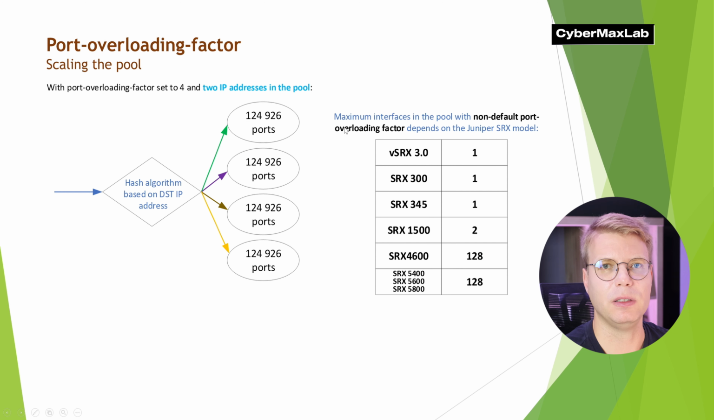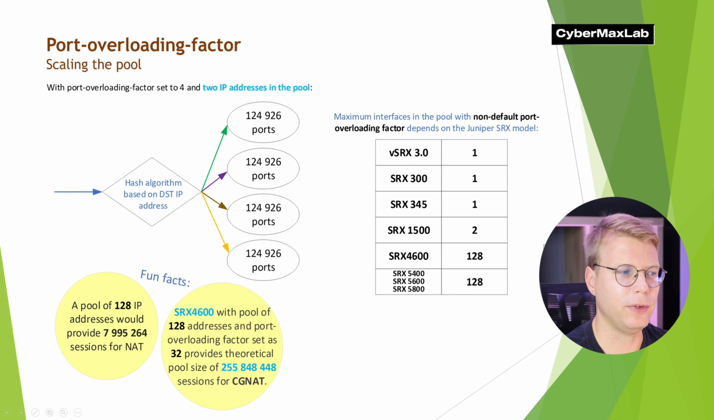The maximum interfaces in the pool with a non-default overloading factor depends on the Juniper SRX model. On the branch series or the virtual product, it is limited to 1. In the data center product, it starts increasing. Like in 1500, you can create a pool of 2 addresses and apply a non-standard factor to it. Or big boxes like ISP and data center scaling, they can do up to 128 addresses.